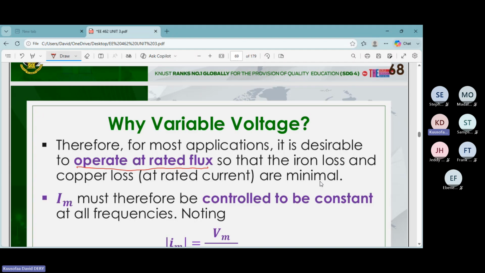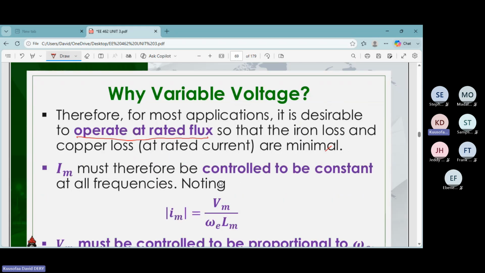The rated flux. So for us to get a rated flux, that means that the Im must be constant so that the flux will also be constant at the rated value, right? So Im must therefore be controlled to be constant at all frequencies. So if the frequency is variable, if you change the frequency, you want the Im to still be what? The same, so that we'll keep the flux constant at the rated value. So that is what we are trying to do.